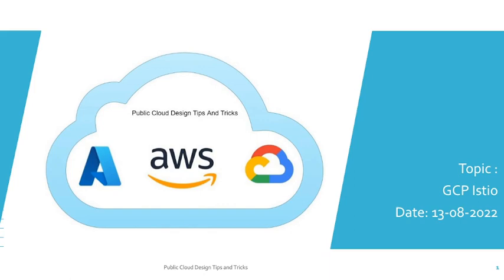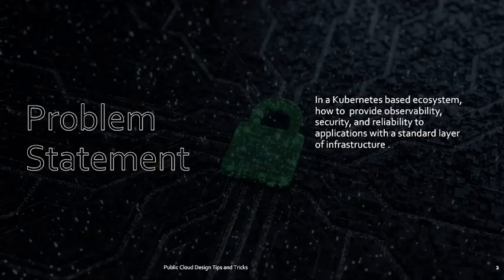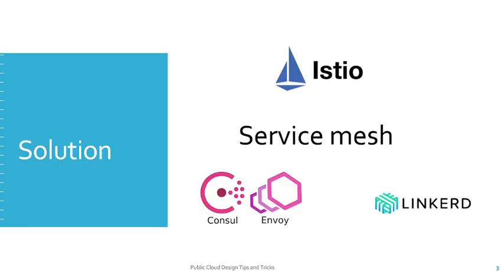Today, we are going to discuss GCP Istio. Today's problem statement: in a Kubernetes-based ecosystem, how do we provide observability, security, and reliability to applications with a standard layer of infrastructure, so that the developer can focus on writing the business logic rather than taking care of all this stuff? The solution which has been provided is service mesh.